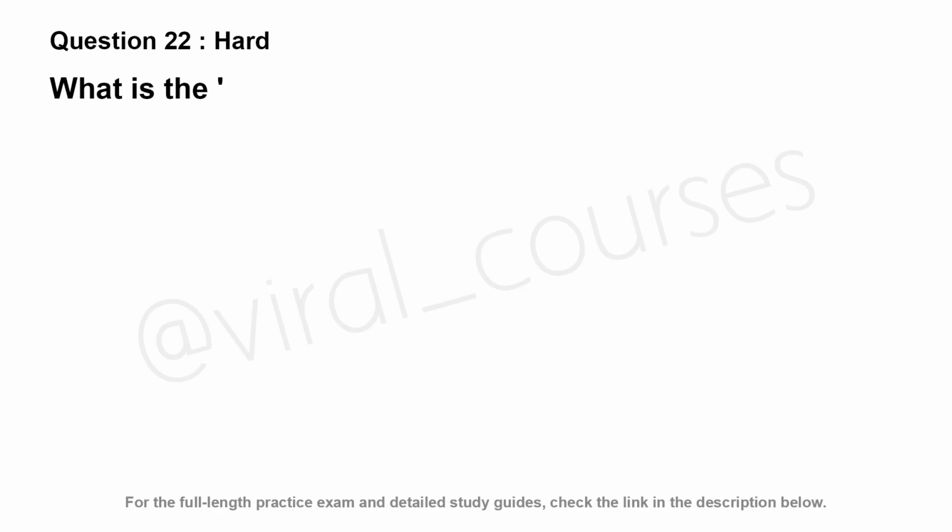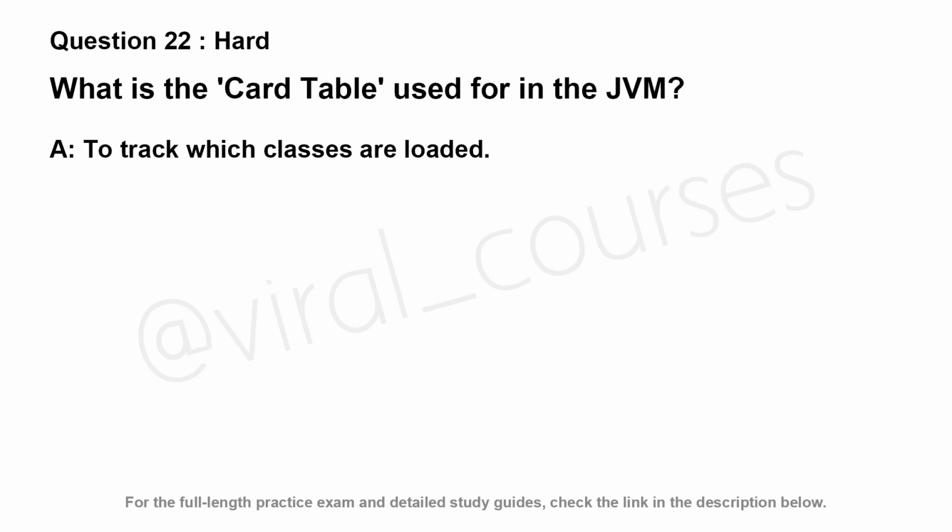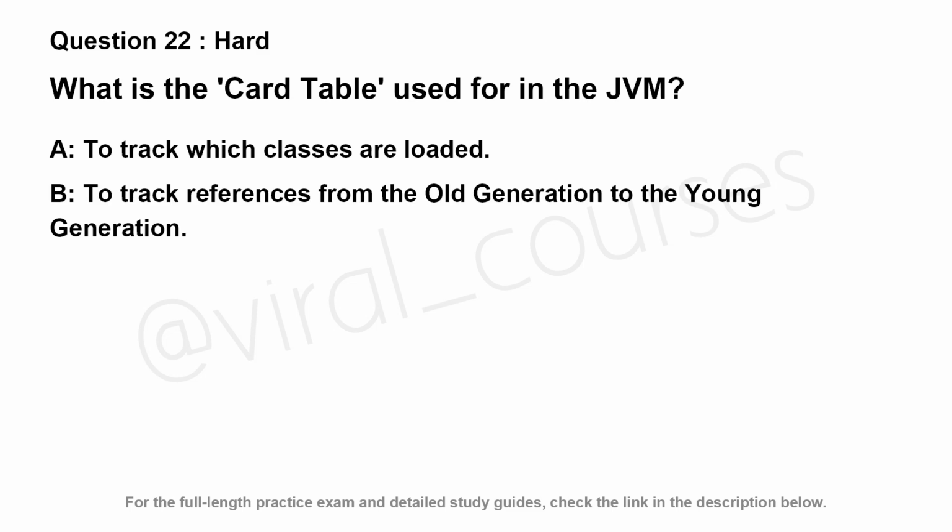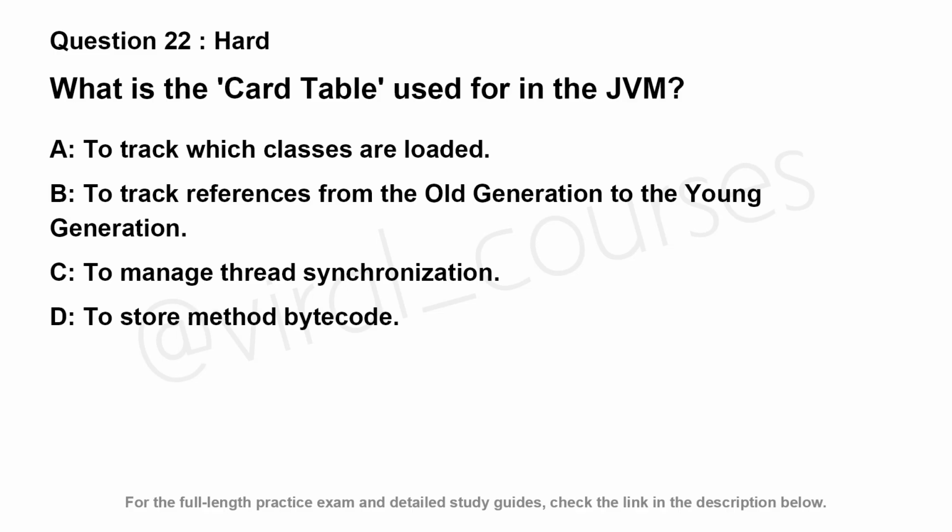What is the card table used for in the JVM? Option A, to track which classes are loaded. Option B, to track references from the old generation to the young generation. Option C, to manage thread synchronization. Option D, to store method bytecode.